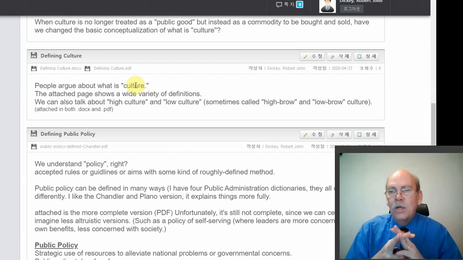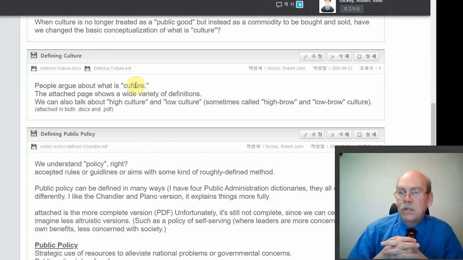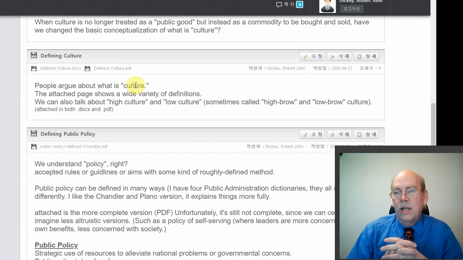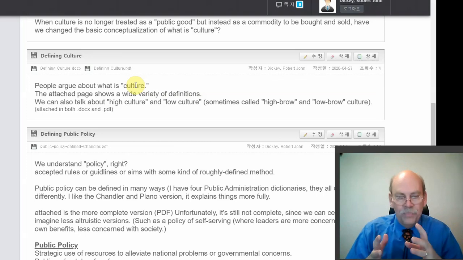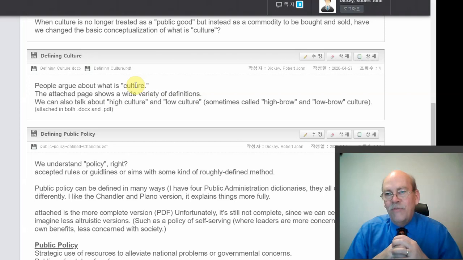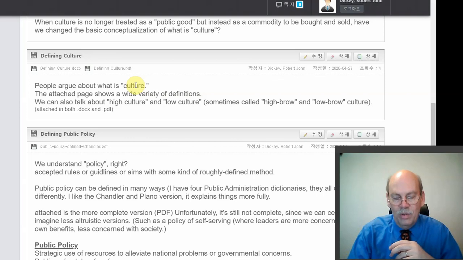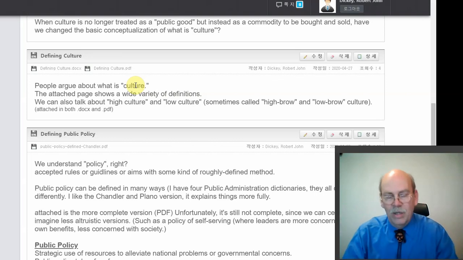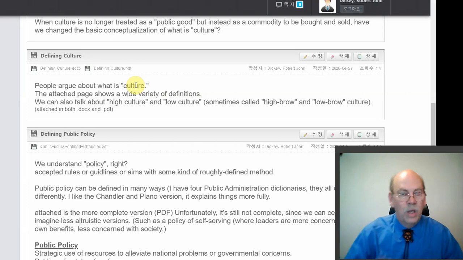And yes, I know, in Korea, even not that long ago, especially at the final stages of the Joseon era, there were lots of elites who grew their fingernails long because they only did paperwork and they could hold a pen without damaging their fingernails. All right, so that's defining culture.